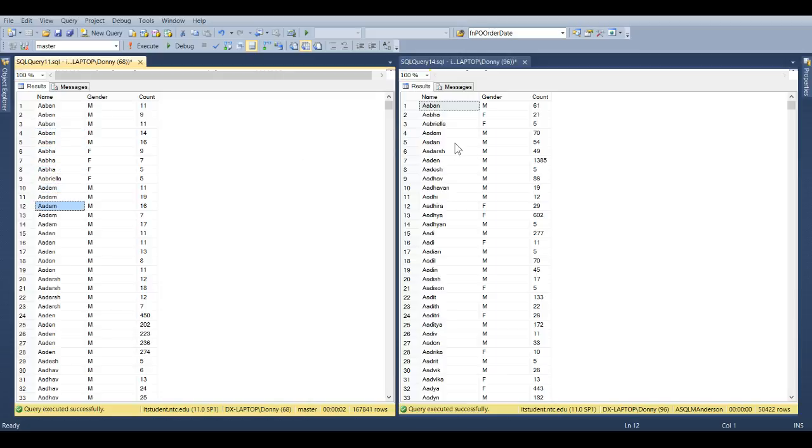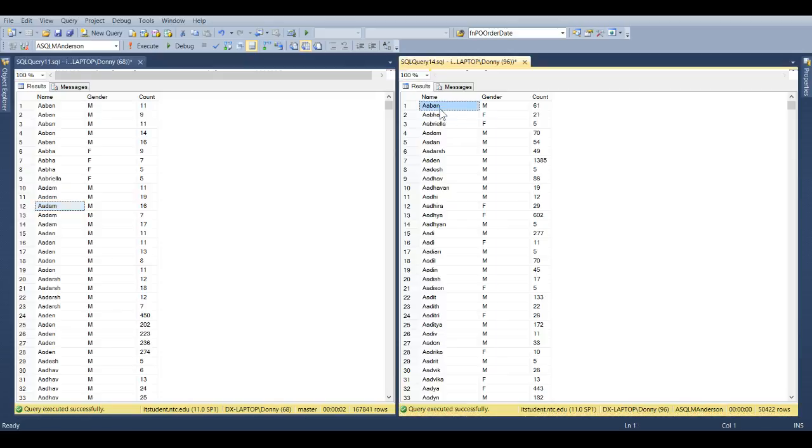Over on the right here is our transformed data. In the first row, the name Aban only has one entry, which has the gender, followed by the total sum of all the times the name Aban was given to babies throughout the years 2010 to 2014.